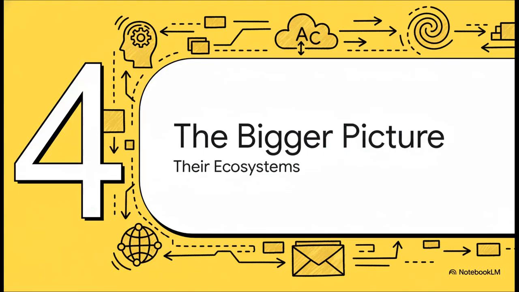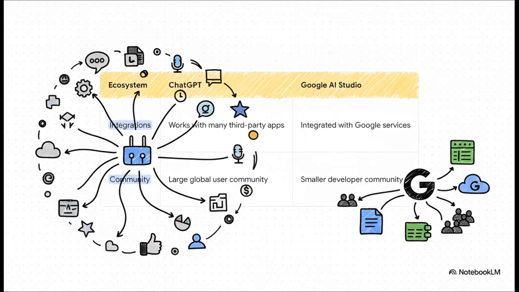But to really get the full picture, you can't just look at the tools themselves. You've got to look at the worlds they live in, what they connect to, and who uses them. You have to understand their ecosystems. And this really shows their different philosophies. ChatGPT is kind of like a universal adapter, right? It's got a massive global community and integrations into thousands of other apps. Google AI Studio, on the other hand, is a core part of the Google universe, designed for that deep, seamless integration with services like Docs, Sheets, and Google Cloud.